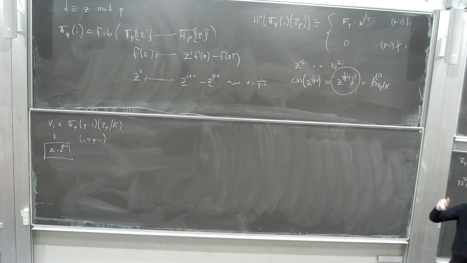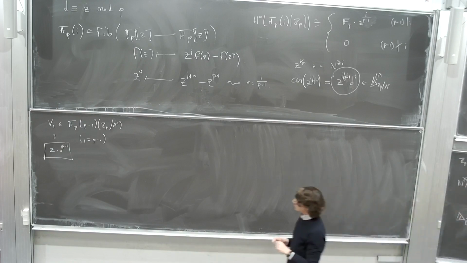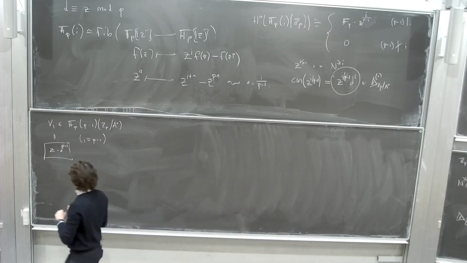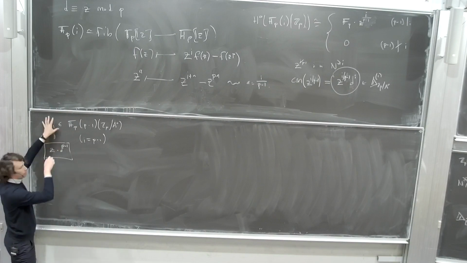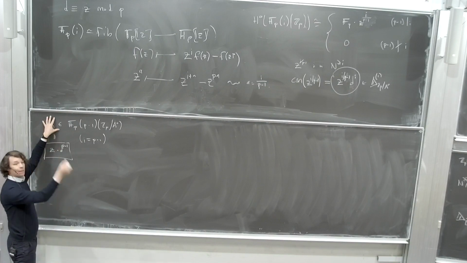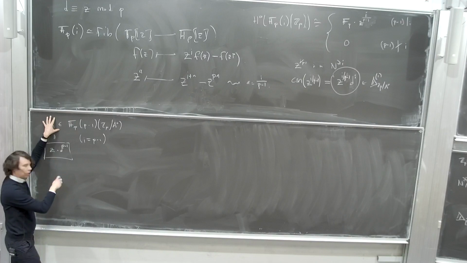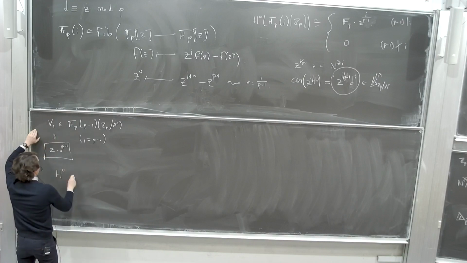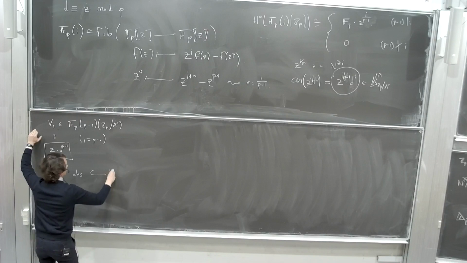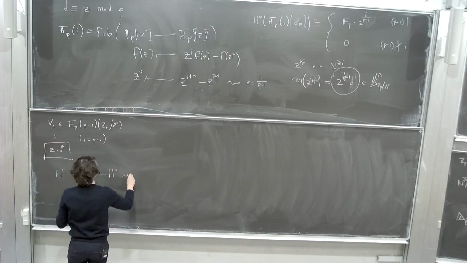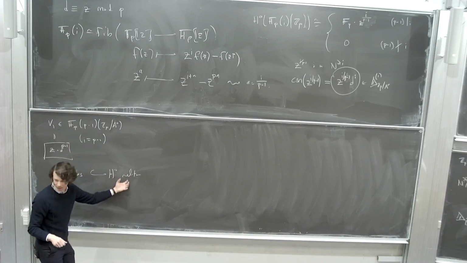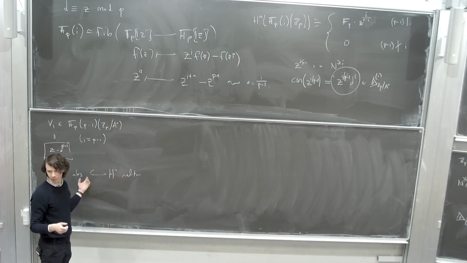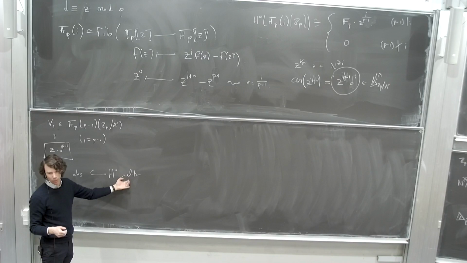I guess you'll just have to believe me. But now I want to show that some power of v_1 vanishes in the absolute syntomic cohomology. But since the H^0 of absolute injects into H^0 of relative, it's enough to show that the power vanishes here, right? It vanishes here if and only if some power vanishes here.